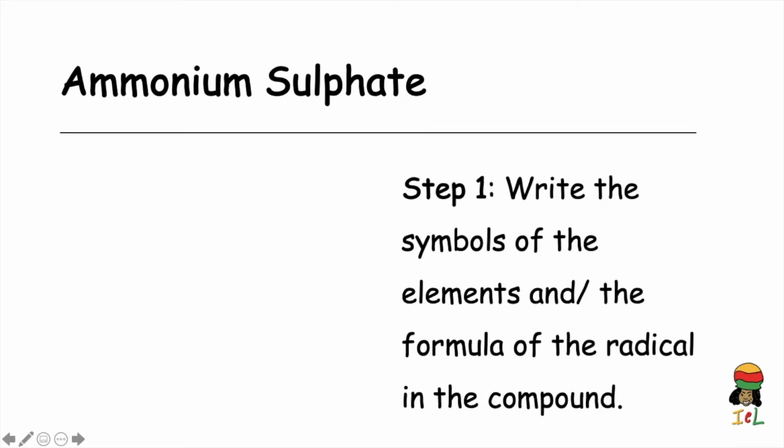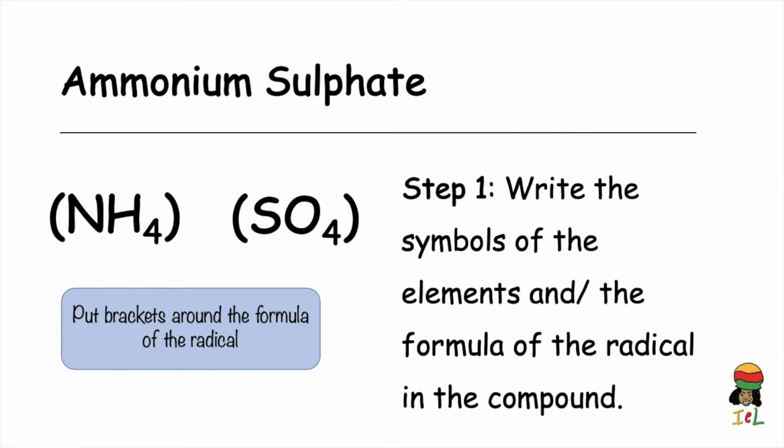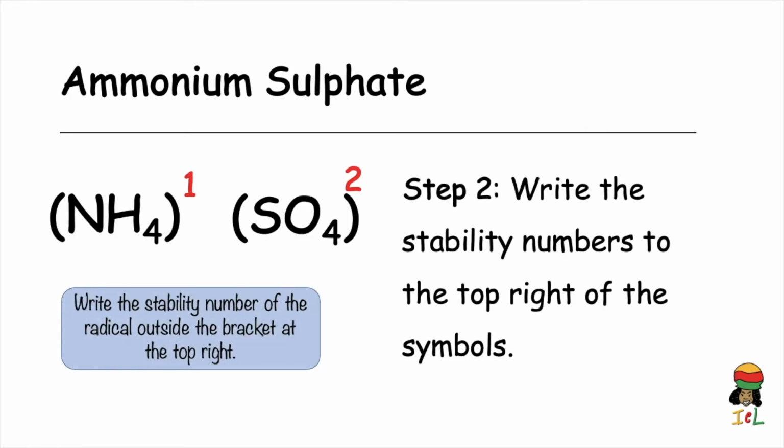Step 1, write the formula of the radicals in the compound: NH4 for the ammonium radical and SO4 for the sulfate radical. Note that the formulae of the radicals are placed in brackets or parentheses. Step 2, write the stability numbers to the top right of the symbols. The stability number of the ammonium radical is 1 and that of the sulfate is 2. When recording the stability number of the radicals, make sure they are written outside the bracket at the top right.